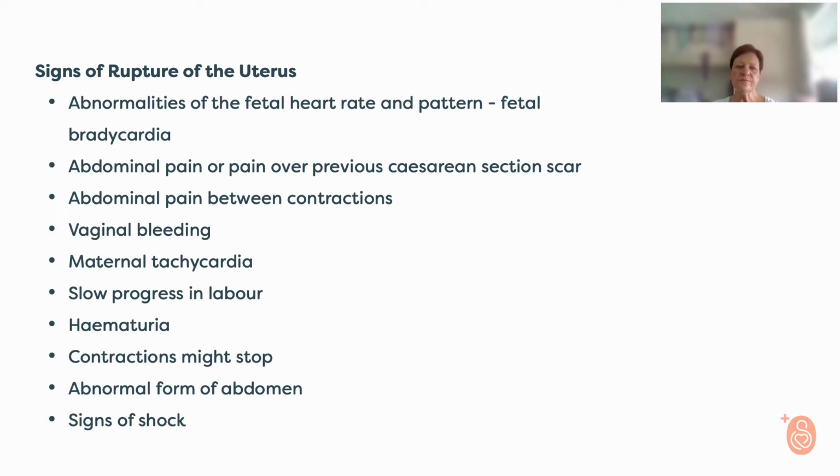Now, abnormalities of the fetal heart are one of your first signs of uterine rupture, and that is why it is so extremely important in the case of a patient with a vaginal birth after cesarean section to put the patient on continuous CTG. As I'm saying, the first sign of fetal distress might be your first sign that there's a rupture of the uterus.